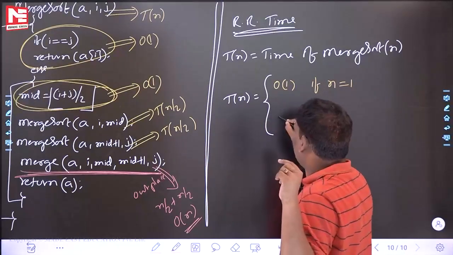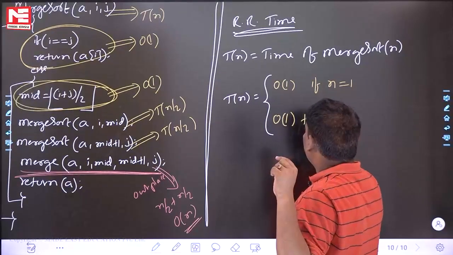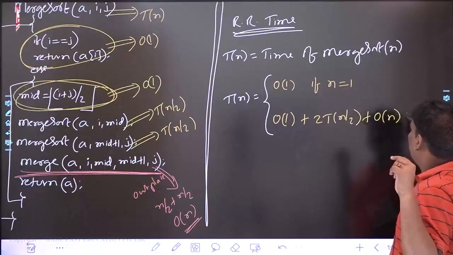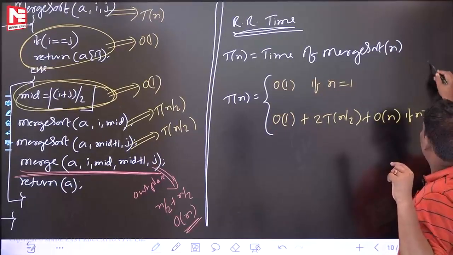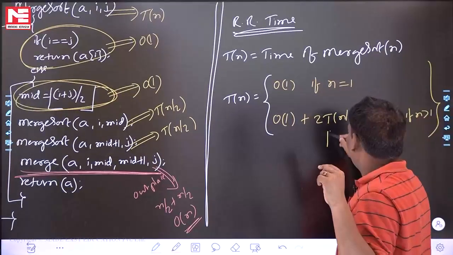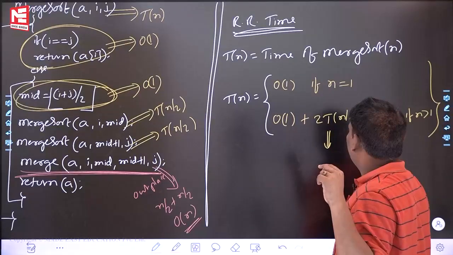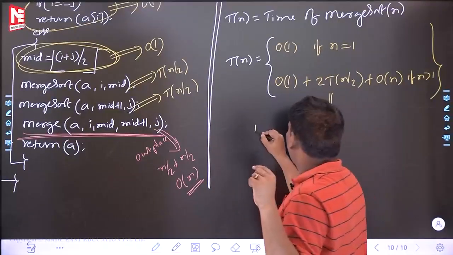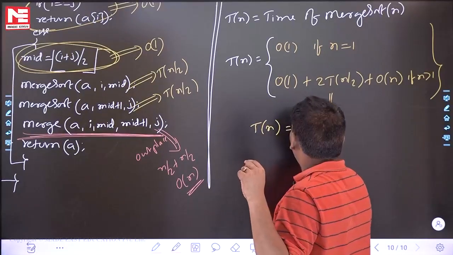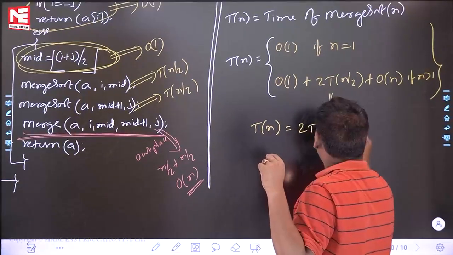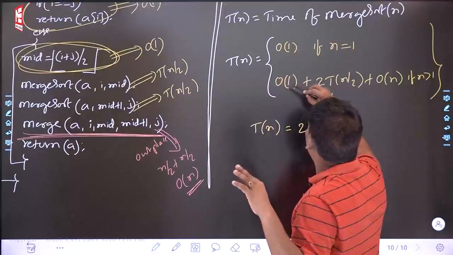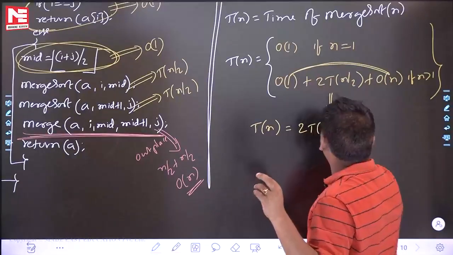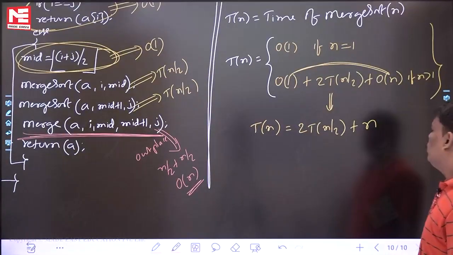Let me write now. Divide time is constant. Conquer is 2T(n by 2). Combine is order of n. If n is greater than 1, this is the story. Let me simplify here. T(n) is equal to 2T(n by 2). Because of time complexity, a small minimization you can do. See this one, constant plus n: how much? n. T(n) is equal to 2T(n by 2) plus n.